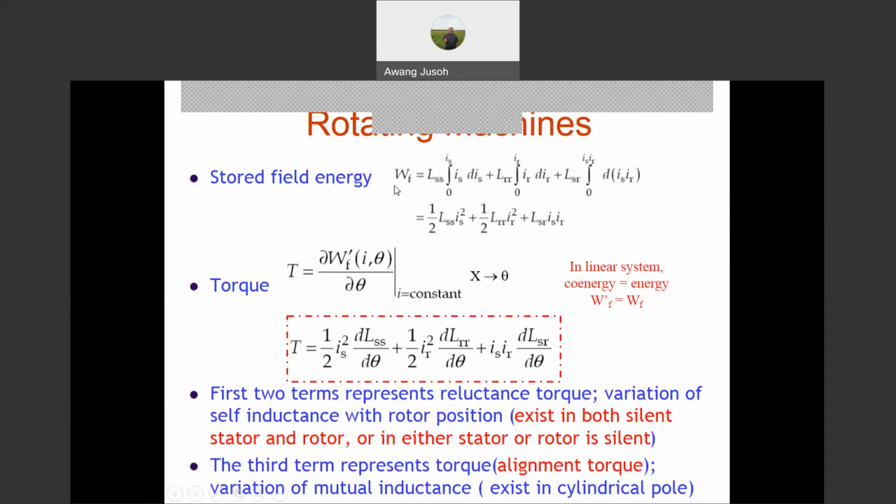So the energy stored equals the integration of LSS IS dIS plus the integration of LRR IR dIR, plus this one. When we integrate, we get IS squared over 2 LSS plus IR squared over 2 LRR plus LSR IS IR. And we know that in a linear system, the energy equals the co-energy, WF prime equals WF. And then we can find the torque by taking the partial derivative of the co-energy.